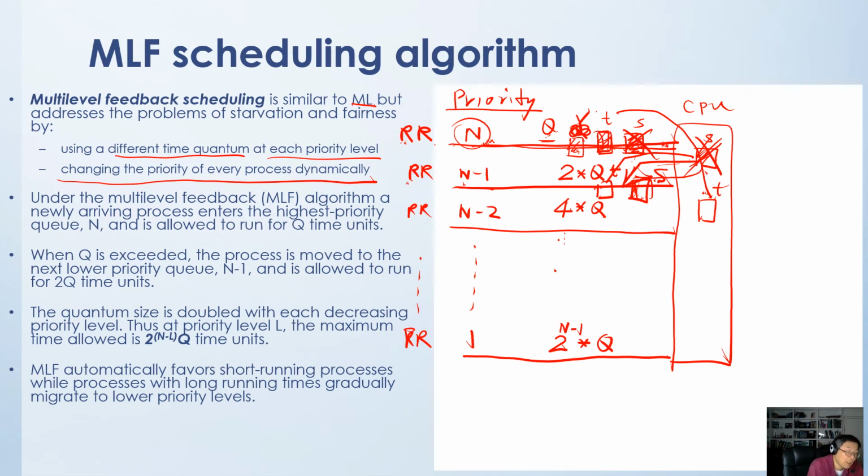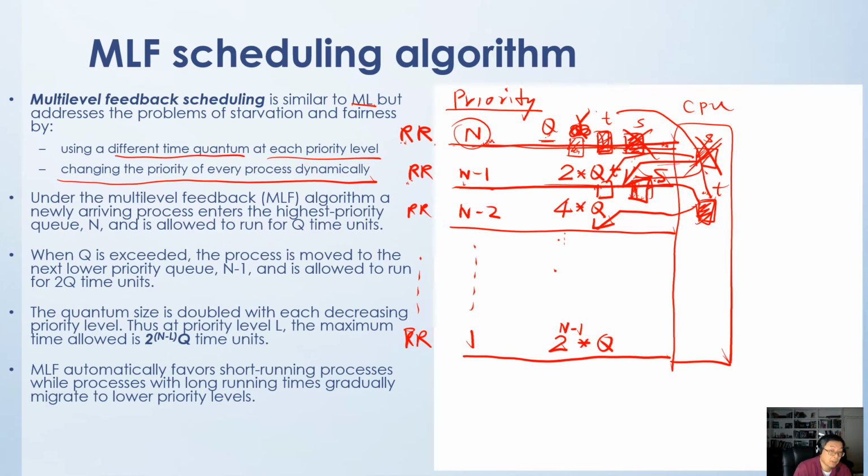Now, if the process in the second level runs for one time quantum, which is 2Q, and is still not finished, then the process is placed in the third level queue, n minus 2. So the priority of the process keeps going down, until at one of the priority levels the process completes its job.